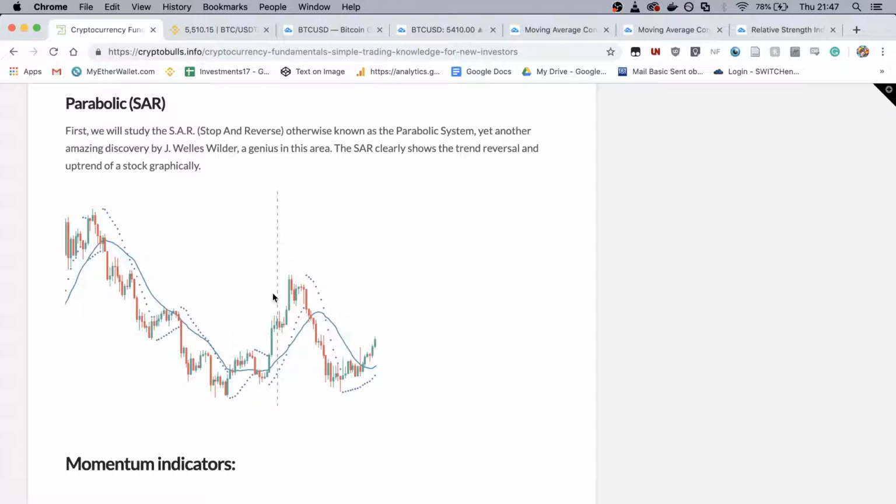Parabolic SAR is also very interesting. It will calculate some points, and you can use this for stop losses and to see some trend reversals. You can put your stop losses, or your manual stop losses if you're not doing leverage trading, and decide where you want to exit the market or enter the market again if you feel like the trend is going another direction.